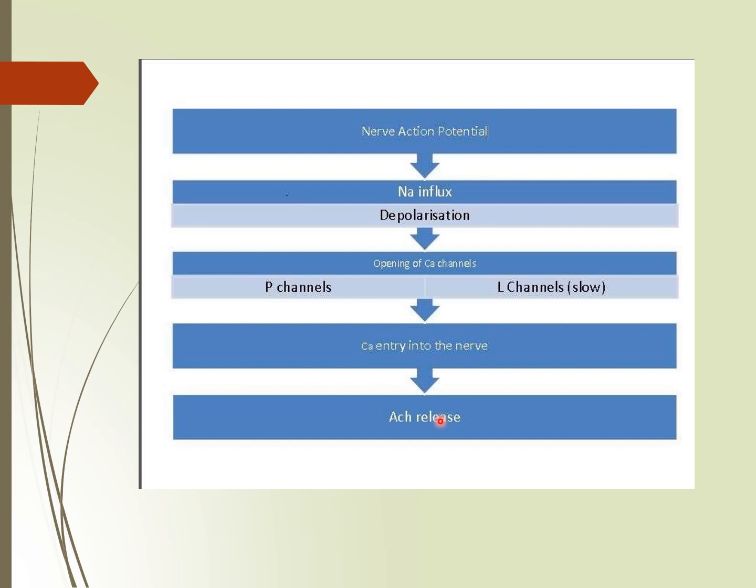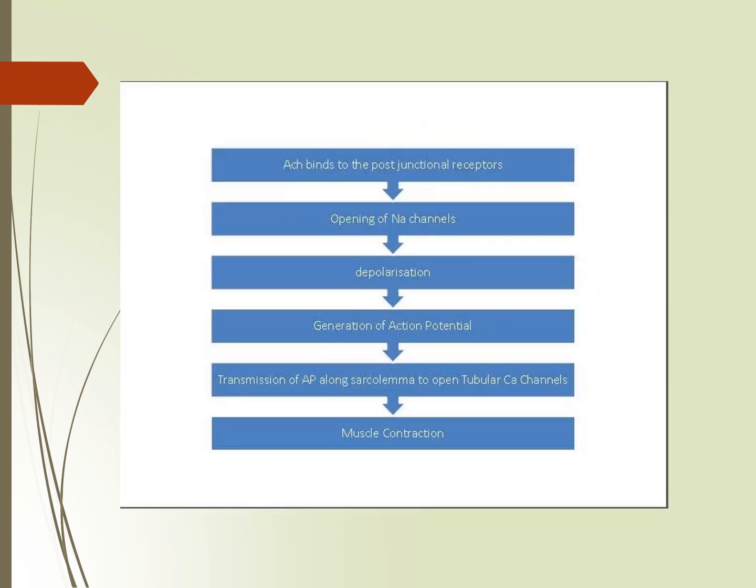After its release, ACh diffuses across a short distance to the postsynaptic membrane or motor end plate. It binds to the post-junctional receptors. Again, sodium channels on the postsynaptic membrane open, and that causes depolarization, which leads to the action potential generation on the postsynaptic membrane.